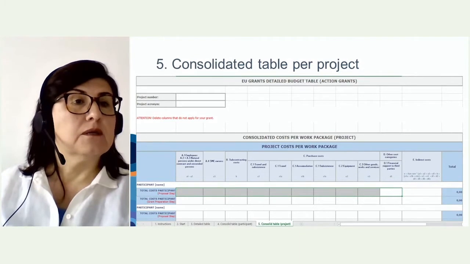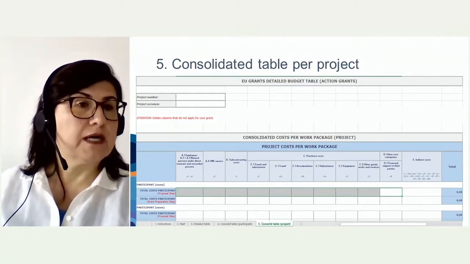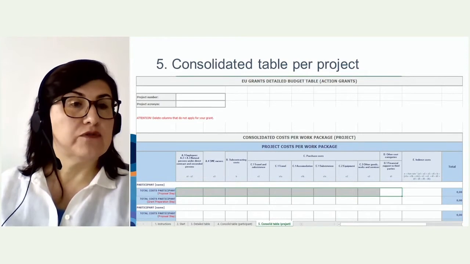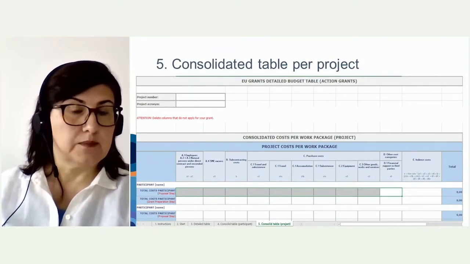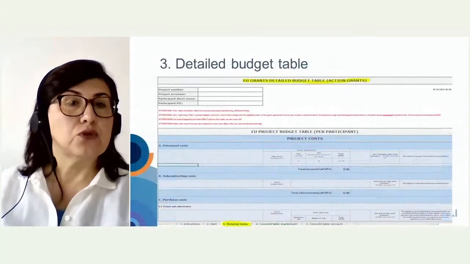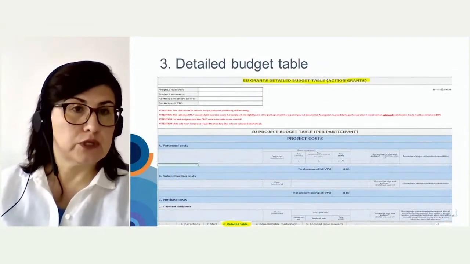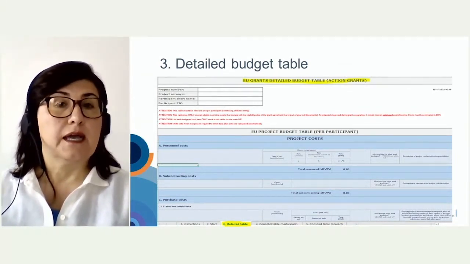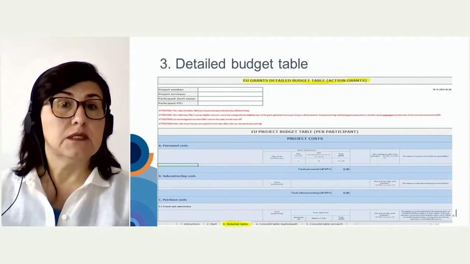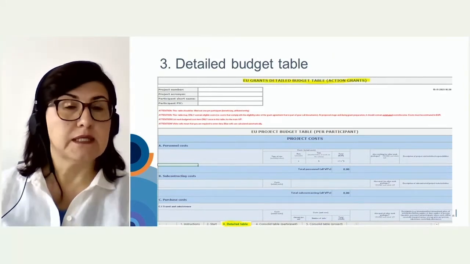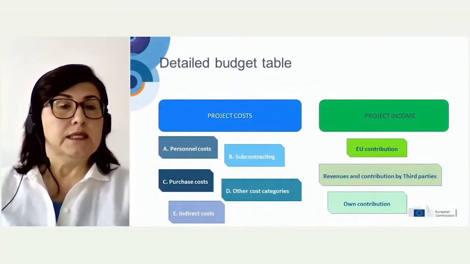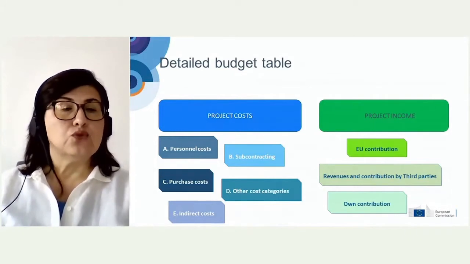On the upper left part, you will also find, of course, the number of the project and the acronym that will be automatically filled in on the basis of the data encoded in the second tab. But let's focus on the third sheet of this worksheet, the detailed budget table. As said, the costs have to be budgeted by categories. And we will have a look, first of all, at the cost categories that you can encode in the detailed budget table. This budget table is divided into 2 main parts.